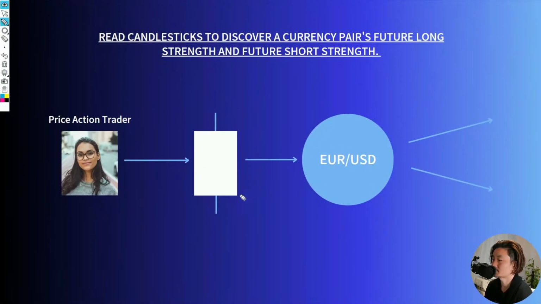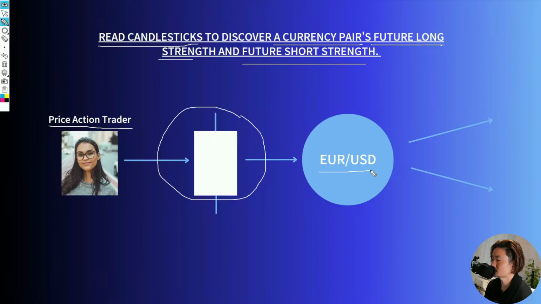Okay, so when it comes to candlesticks, as traders, we want to read candlesticks to discover a currency pair's future long strength and future short strength. Take this diagram right here. A price action trader reads a candlestick to discover a currency pair's future long strength and future short strength. And remember, in price action trading, we're always trying to find out how much future long strength and future short strength there is on a currency pair. All right, so now let's go on and define what a candlestick is to begin with.